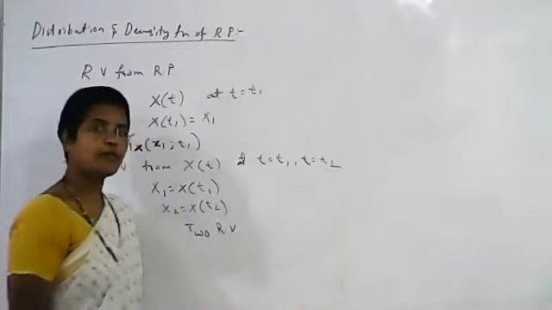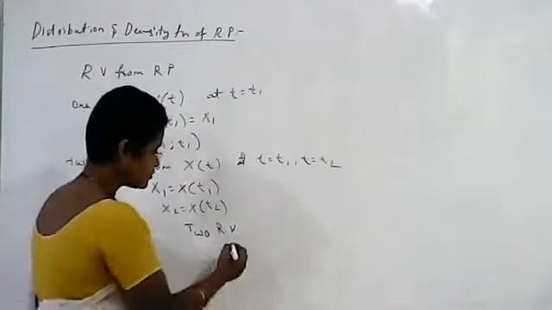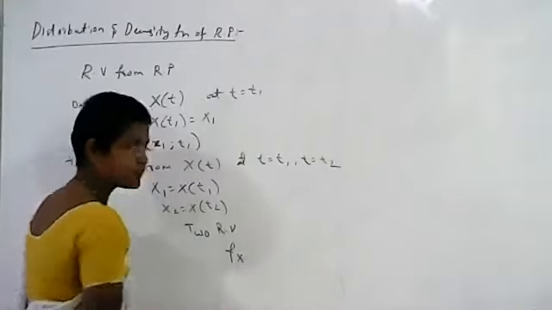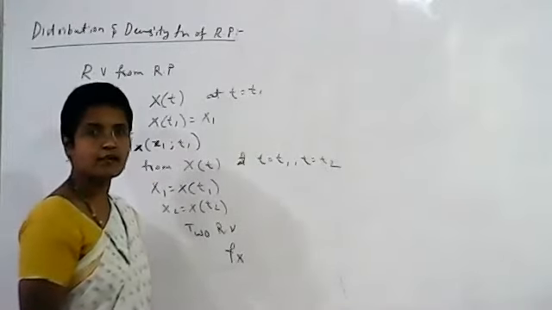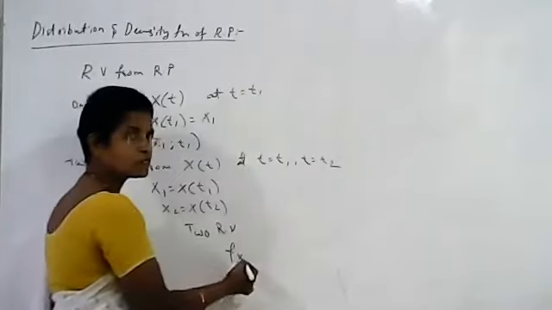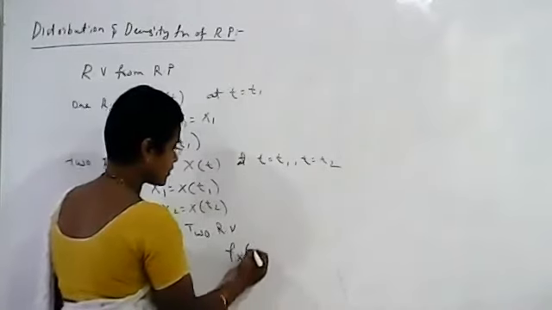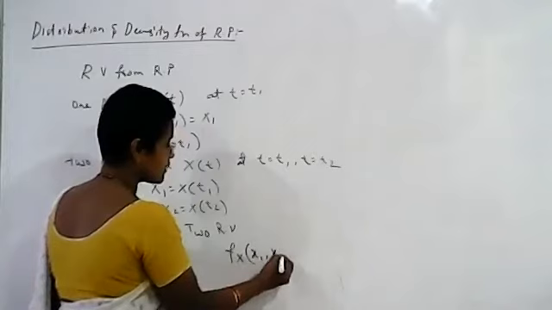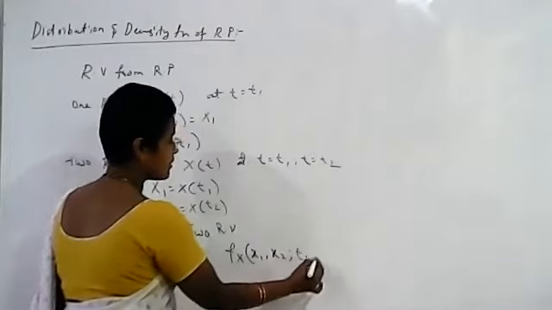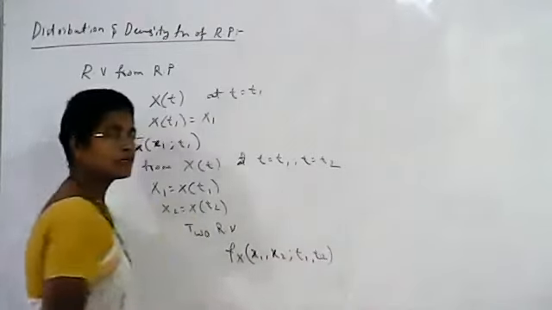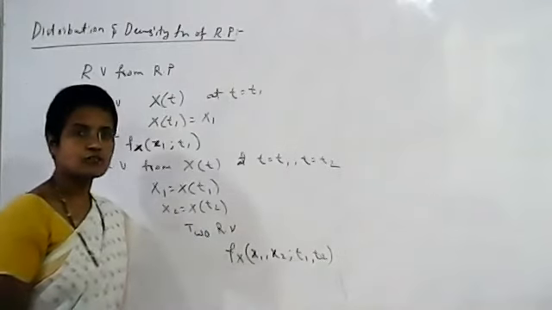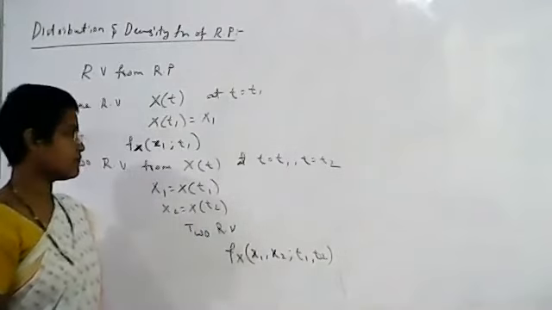What is the probability density function here? The joint probability density function, we are obtaining this from a single random process, so that is why we are using capital X here. What are the random variables? X1, X2. Where are you obtaining these random variables? t1, t2 are the locations where we are obtaining these random variables.